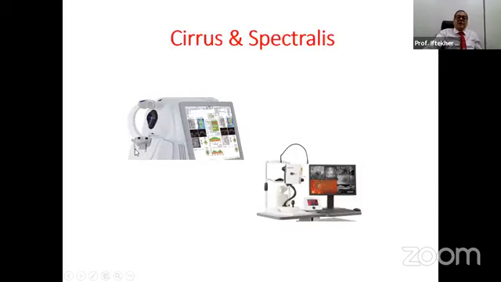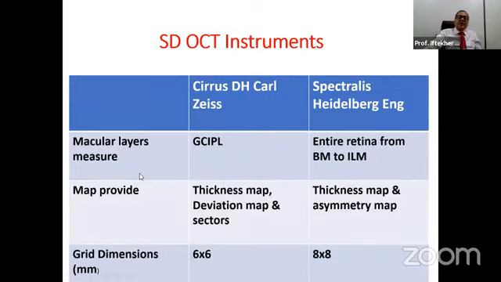Cirrus and Spectralis OCT are very popular in our country. We use both types of OCT for ganglion cell analysis. Now, the difference between Cirrus and Spectralis for ganglion cell analysis. In terms of macular layer measurement, Cirrus OCT detects the ganglion cell and inner plexiform layer, but Spectralis OCT detects the whole retina from Bruch's membrane to the internal limiting membrane.